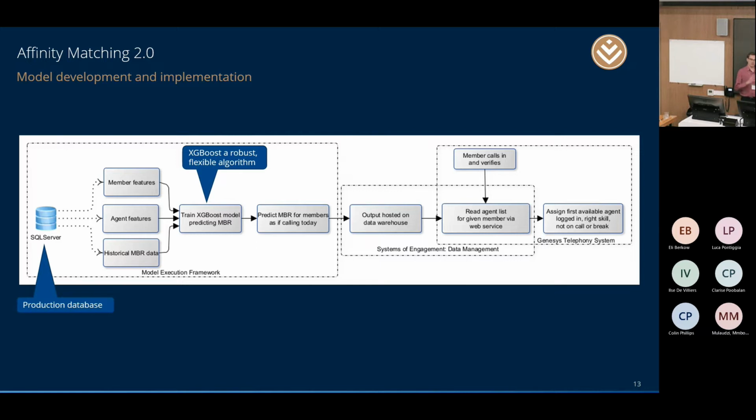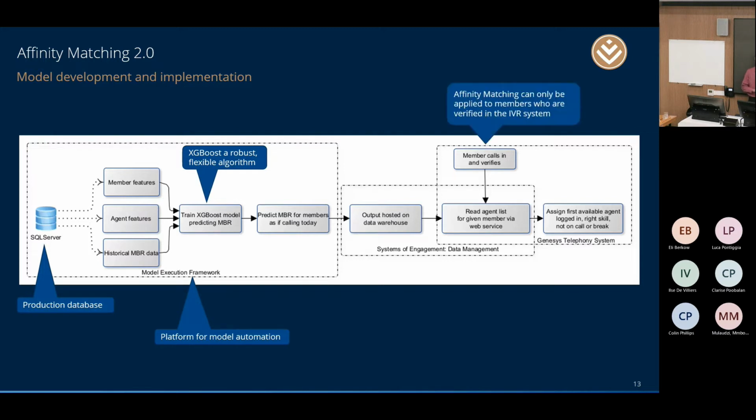We're using an XGBoost model to then predict these MBR scores. And once the model is trained, we can now use it and predict MBR scores for our members as if, let's say, they're calling today or tomorrow. All of this is done in what we call a model execution framework, which is just our in-house platform where we would automate models. When we get all of this output on the prediction side, we store it in a specific data warehouse.